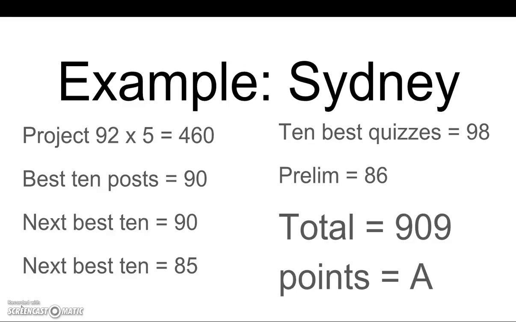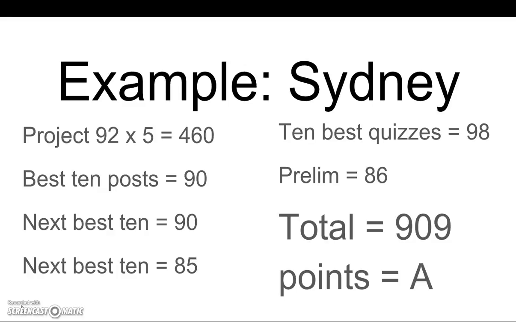Sydney. Sydney did very well on her project, got a 92, so we'll count that one for the maximum 50% of her grade. She did well on 30 different posts, and so we'll count the best 10, the next best 10, and the next best 10. She also did extremely well on her quizzes, so we'll count those.